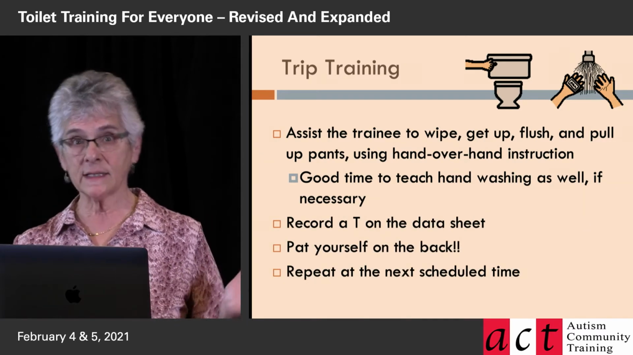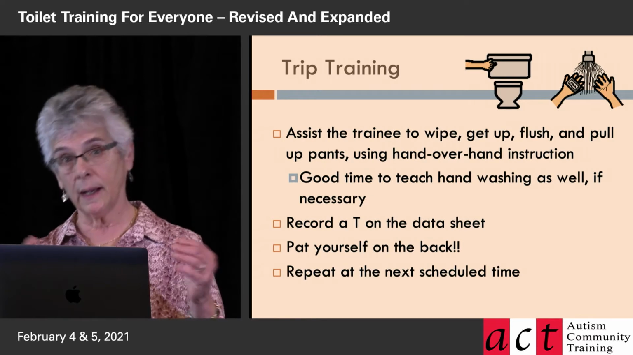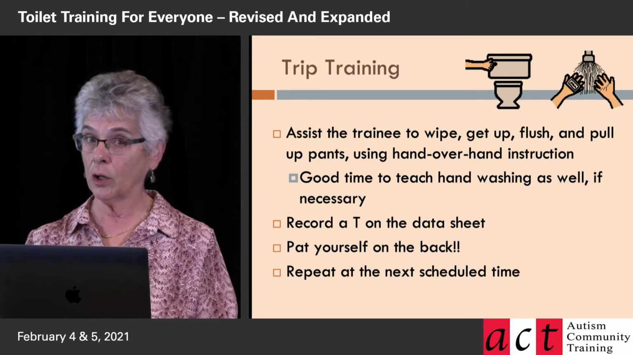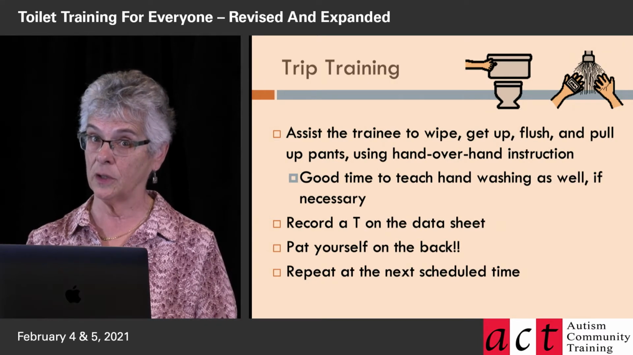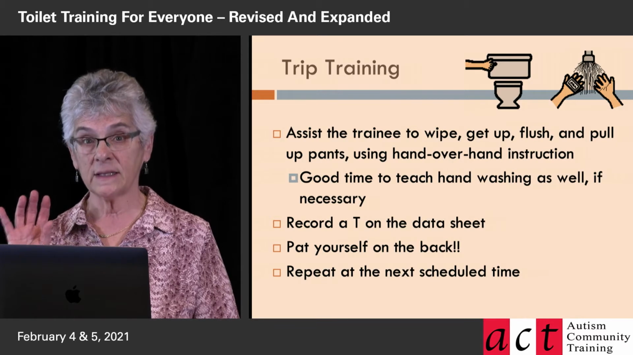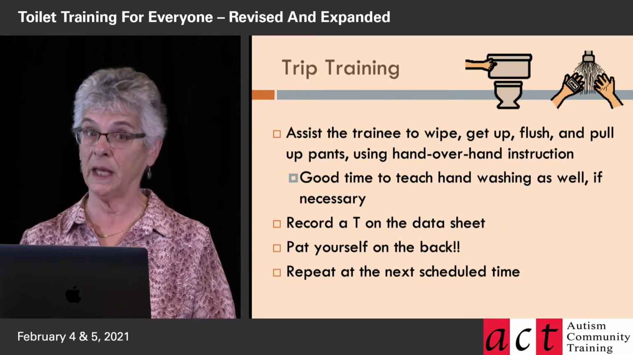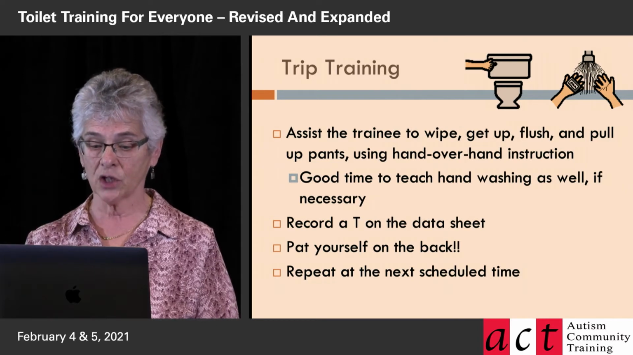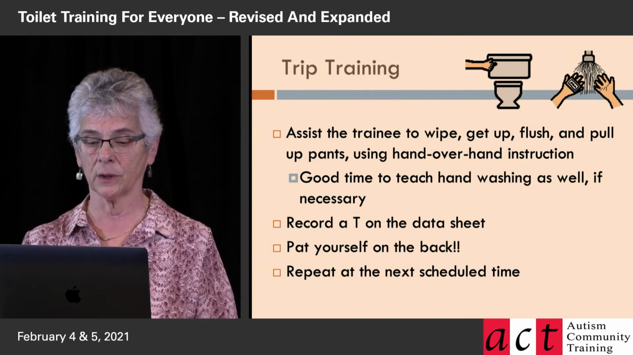And now you've had a success. So on your data sheet, now you've got a different data sheet. You've got your intervention data sheet out. All of the data sheets are in the chat if you didn't download them from the web link site. You record a T on the data sheet, meaning he peed in the toilet. Pat yourself on the back because you did a great job, and wait for the next scheduled time.